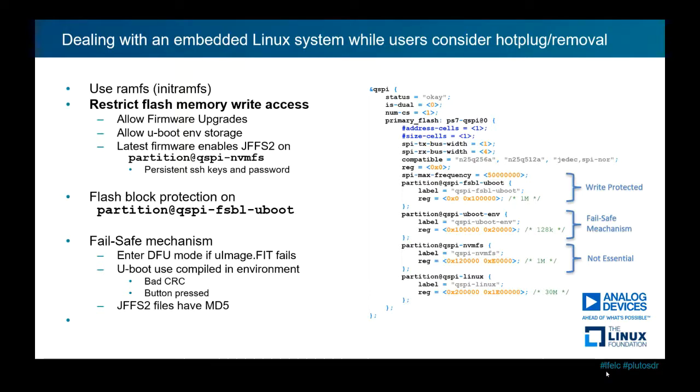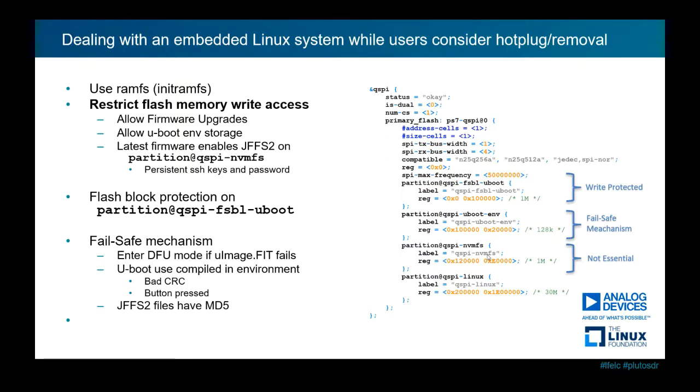In the last firmware release, we have enabled an auxiliary partition that we had in there. We have reserved 1 megabyte. It was called the partition QSPI, and non-volatile memory file system. And we used the JFFS2 file system on that. And we use this to store persistent SSH keys or password changes and nothing else.